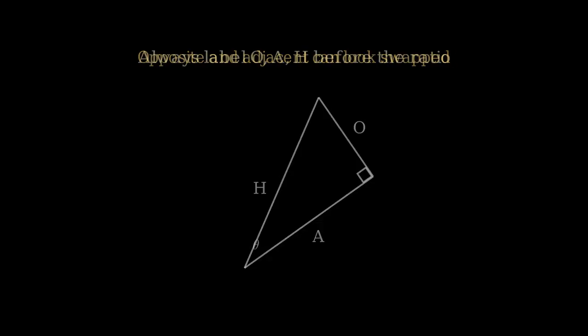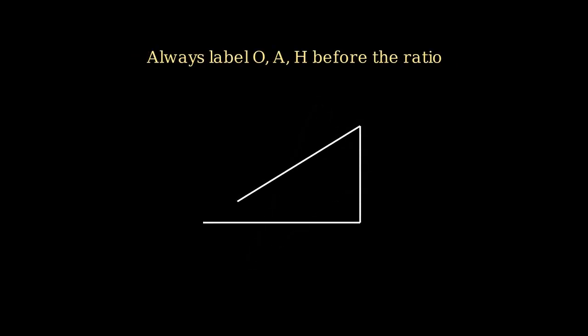So here's the teaching tip. On every single triangle, even ones that seem obvious, physically label all three sides as opposite, adjacent, or hypotenuse relative to the given angle, before you write down any ratio. This small habit prevents almost all sign and ratio errors in trigonometry.